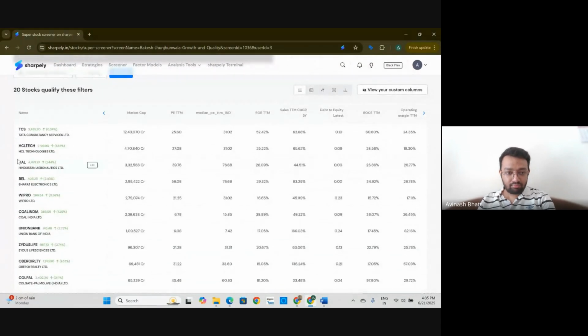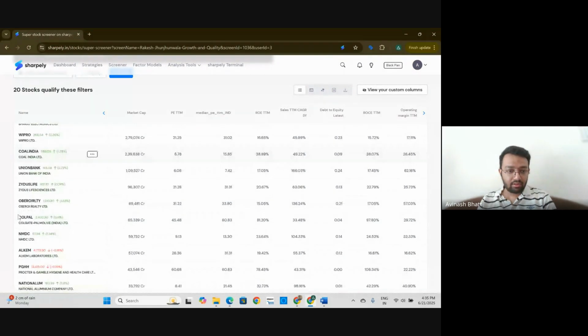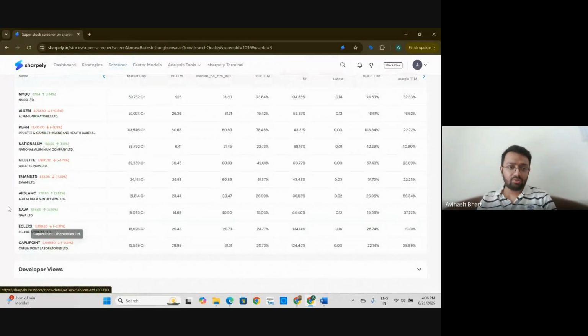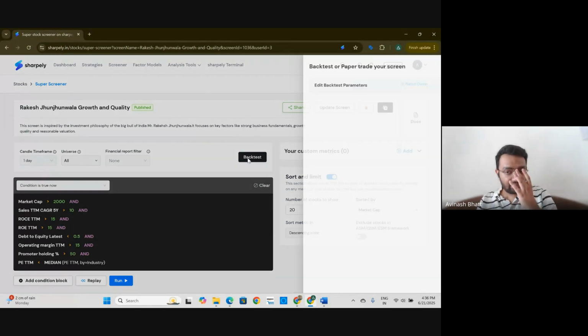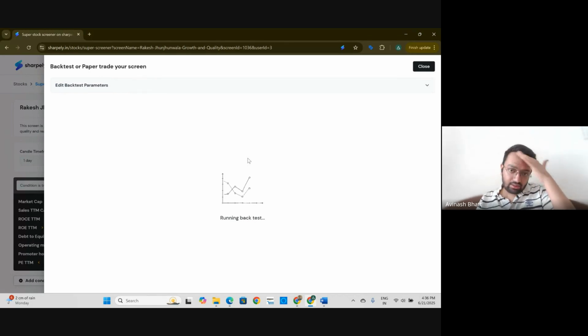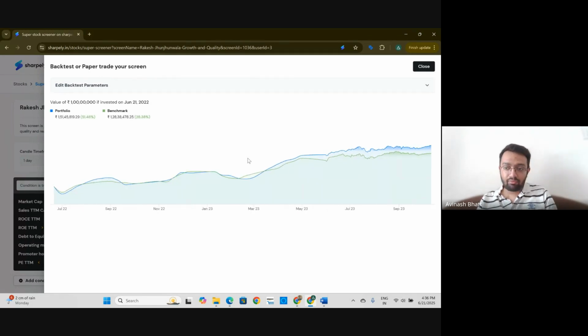Right. So some decent names here as well. A few tech names, a few defense names, pharma, Oberoi Realty. So these might be the stocks which he would consider as investment opportunities. So this is a framework based on him, and again you can backtest this and see how it's performing.